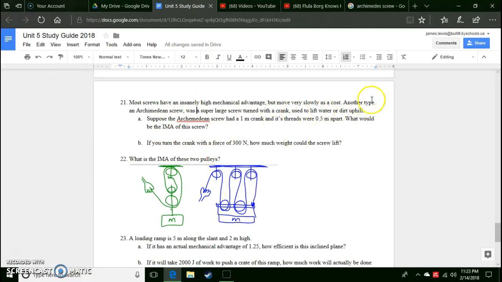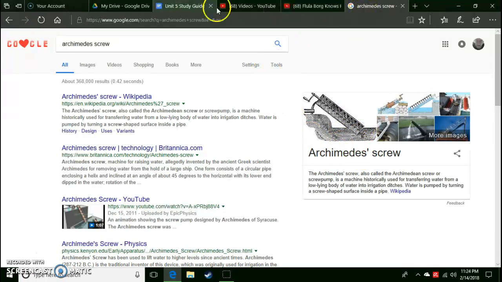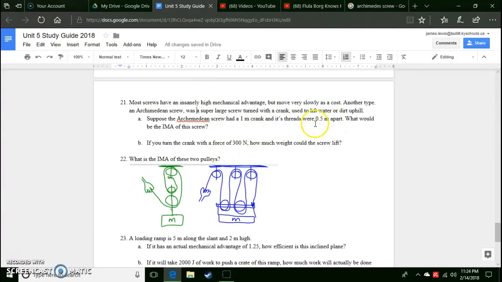We're going to have another type of screw, an Archimedes screw. Suppose the Archimedean screw has a 1 meter crank. So remember, the crank is the thing that you're turning, so that's the radius in the equation. And its threads are 0.5 apart. That's the pitch. Remember, pitch is the word that tells you the distance between two threads on a screw. So in between two of these slanty bits, the distance between those, that is the pitch. That is the thread distance, however you want to phrase it.